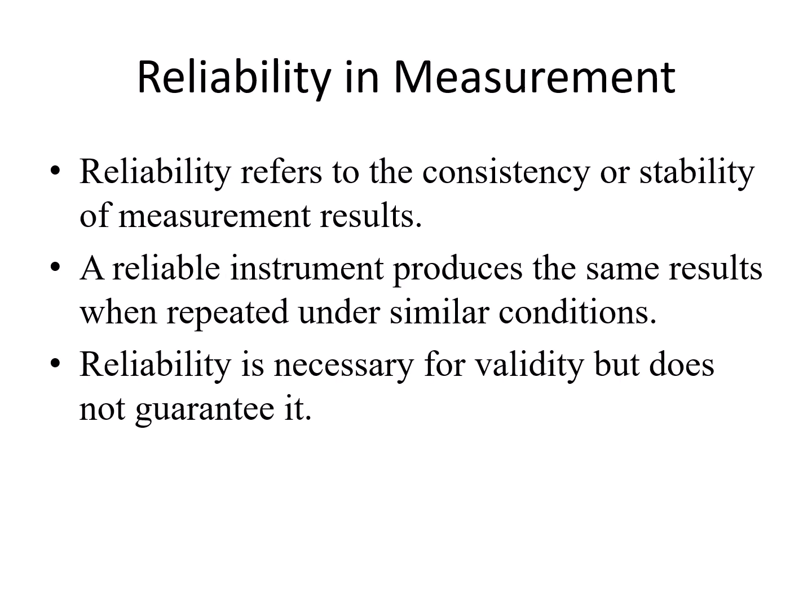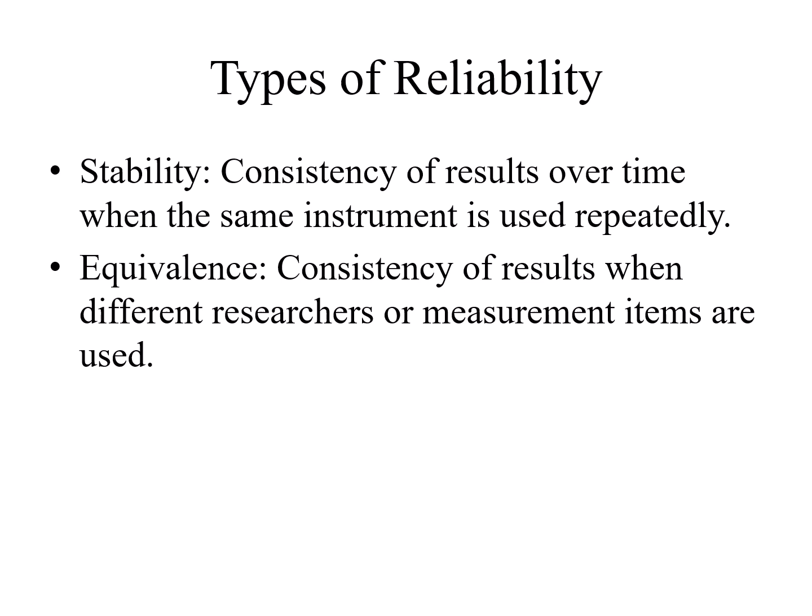Reliability in measurement. Reliability refers to the consistency or stability of measurement results. A reliable measurement instrument produces the same results when repeated under similar conditions. For example, if a weighing machine shows the same weight each time it is used, it is considered reliable. Reliability is necessary for validity because a measurement cannot be valid if it is not consistent.